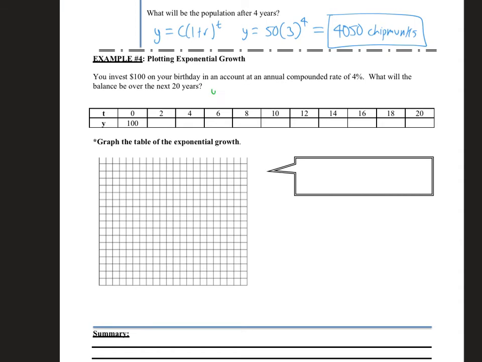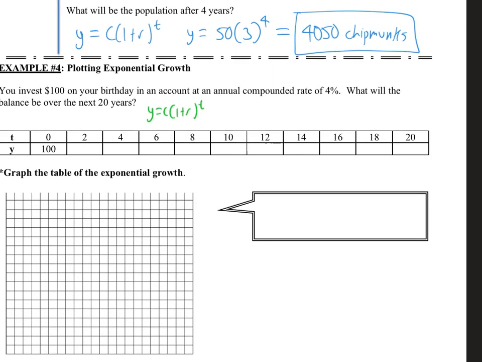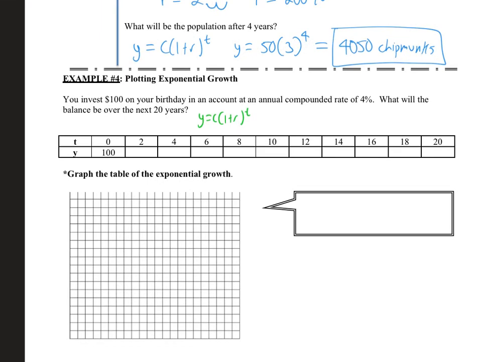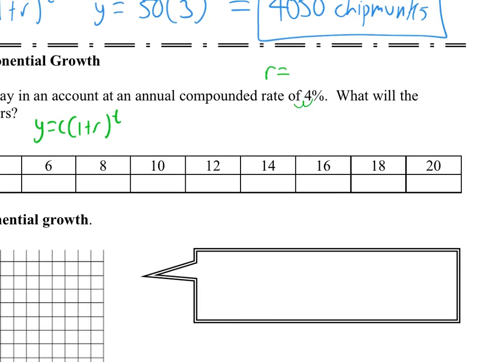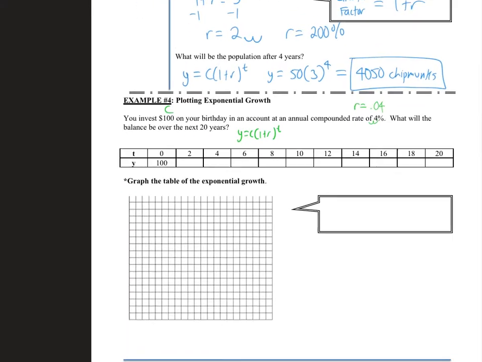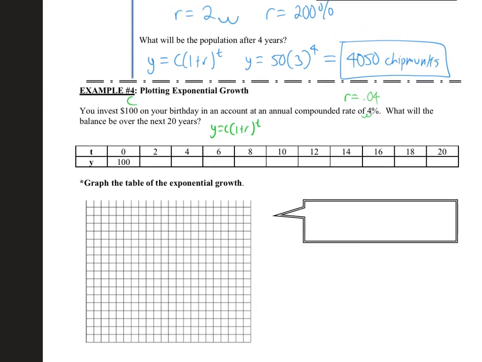All right, so again, we're going to do Y equals C times 1 plus R all to the T. Okay, what's our starting value? Our C is $100 we started with. What's our rate? It's 4%. What's that as a decimal, though? 1, 2, it's 0.04. Good. We're looking for the next 20 years, but this table wants you to fill it in every 2 years, basically. So our equation is going to be Y equals 100 times 1 plus 0.04 all to the T.